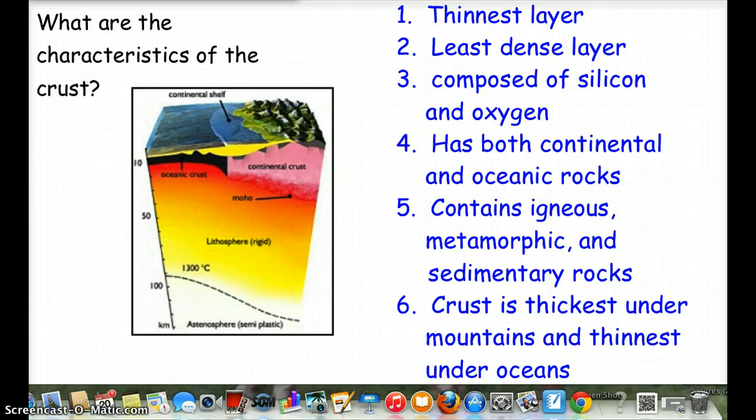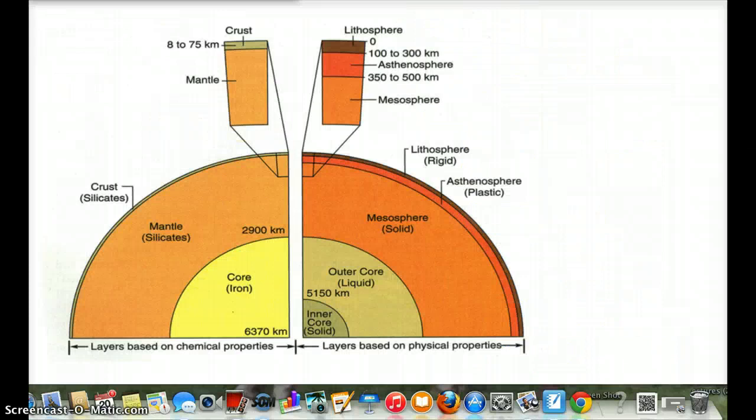And I have to hurry here because I only have 15 minutes, so I have a couple more slides. Again, this is a great picture because if you look on the left side, these are layers based on chemical properties. On the right side, layers based on physical properties. We have the lithosphere up top, the asthenosphere, the mesosphere, outer core, inner core. If we look at their chemical properties and what they're made of, we have the core, including both inner and outer here, the mantle, which is made of silicates, and the crust, silicates.